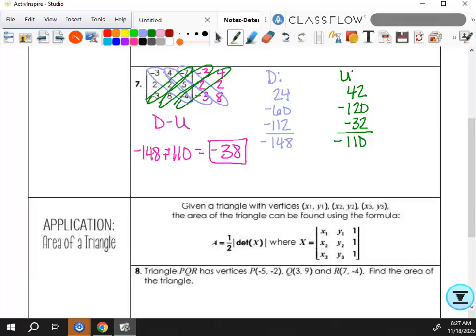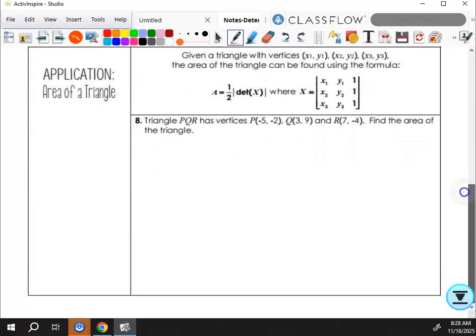Okay, how are we feeling about this? We good so far? Are y'all good? You good? Okay. All right. So here's one application of a determinant.